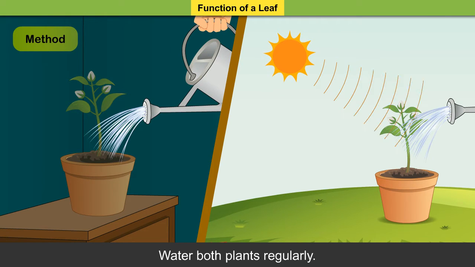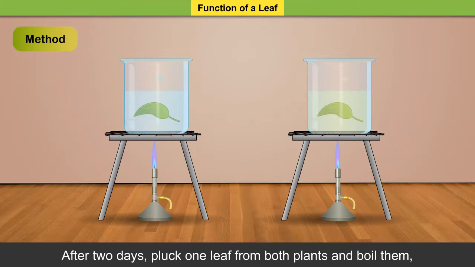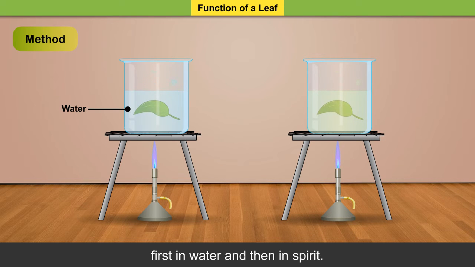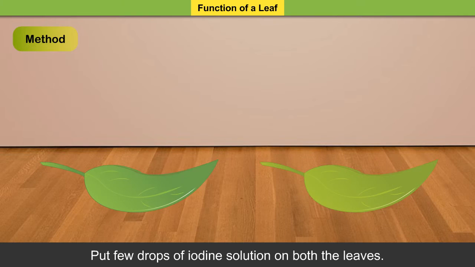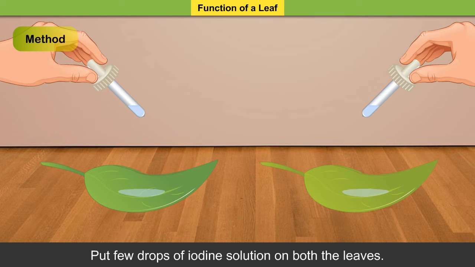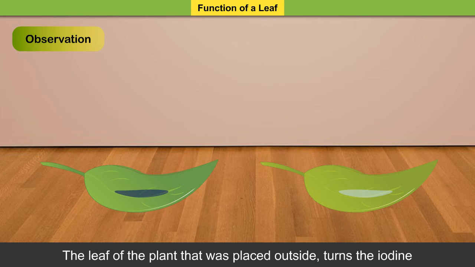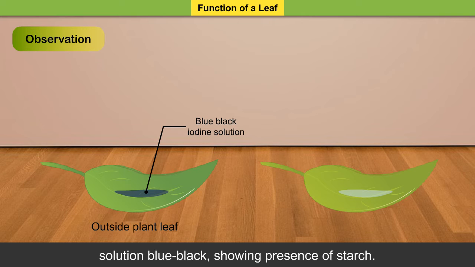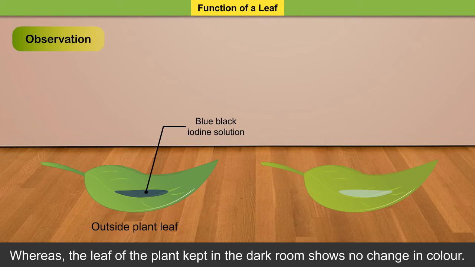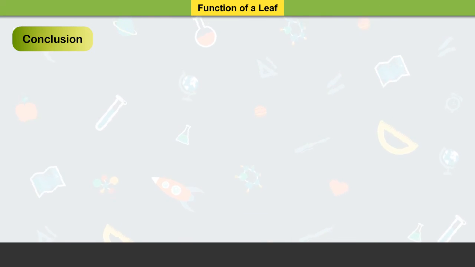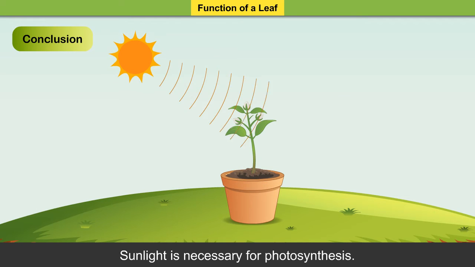Water both plants regularly. After 2 days, pluck one leaf from both plants and boil them, first in water and then in spirit. Put few drops of iodine solution on both the leaves. Observation: the leaf of the plant that was placed outside turns the iodine solution blue-black, showing presence of starch, whereas the leaf of the plant kept in the dark room shows no change in color. Conclusion: sunlight is necessary for photosynthesis.